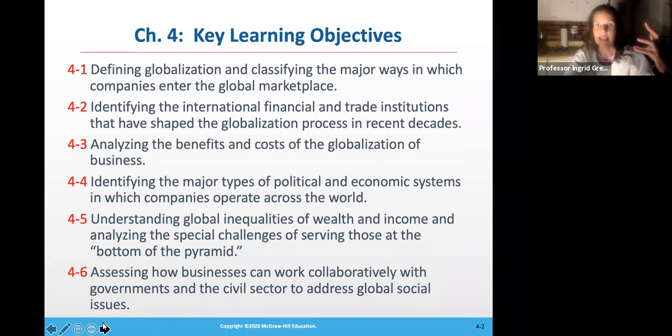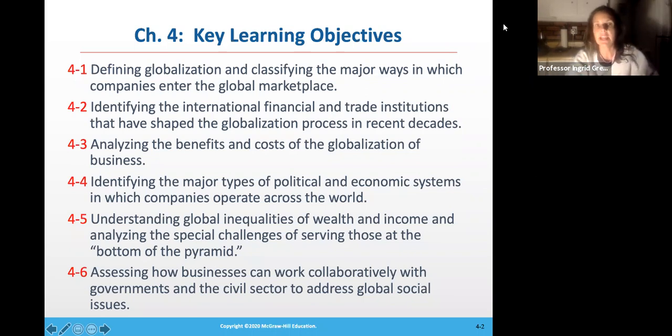And we'll start with these objectives here. So the first objective is defining globalization and classifying the major ways in which companies enter the global marketplace. So what is globalization? The next one is identifying the international financial and trade institutions that have shaped the globalization process in recent decades, the IMF, WTO, etc.